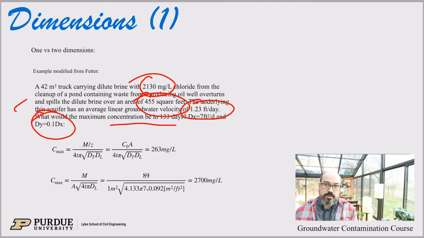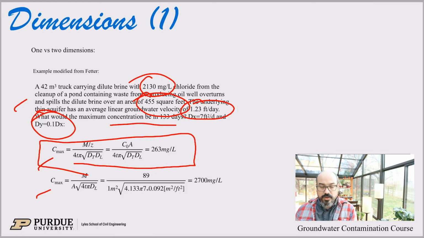We just take the cross direction dispersion coefficient as just 10% of the main dispersion coefficient. And again, if we use our newly given 2D equation, we find that the peak concentration, remember that the peak is just m over z times 4 pi t square root of Dx Dy.